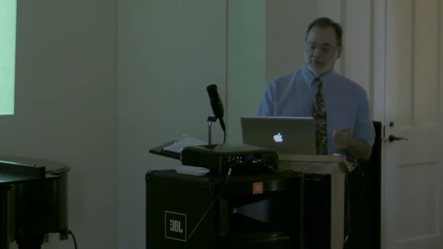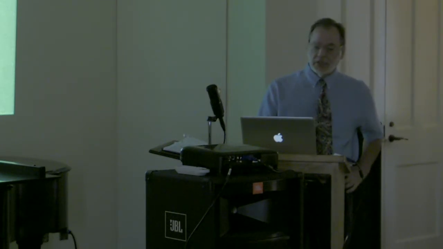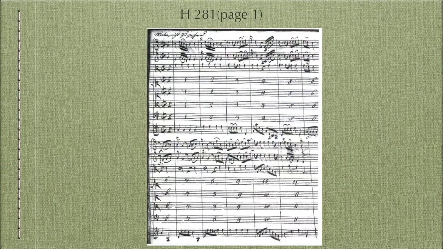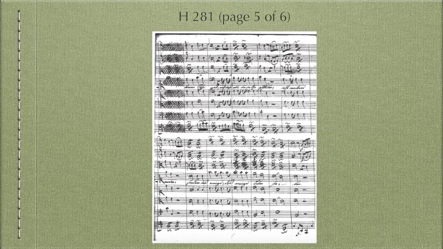And this is an example of the manuscript from the Herbst collection. Herbst's collection is 99% full scores. And they're very neat, as you can see. Very easy to read. Although he had his bad days, as you can see.